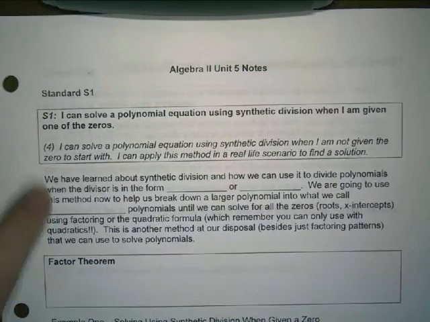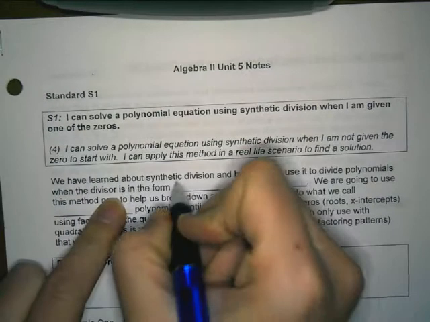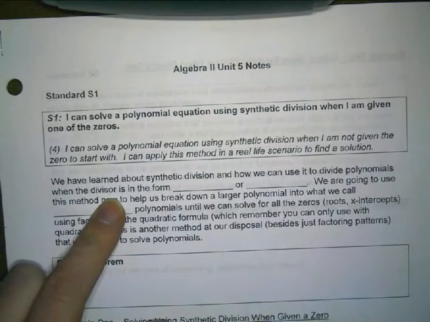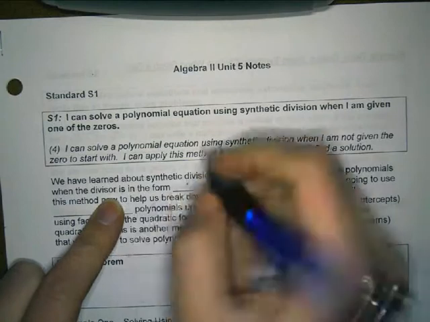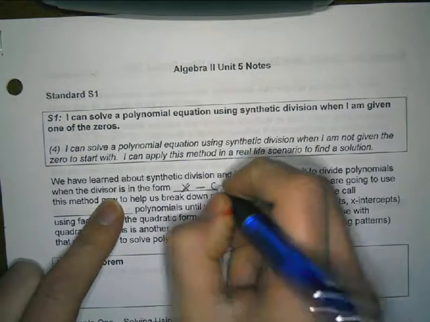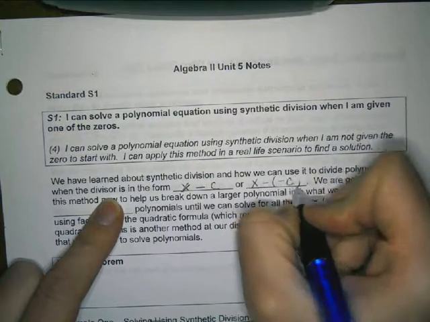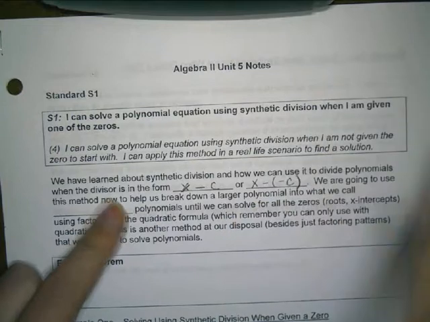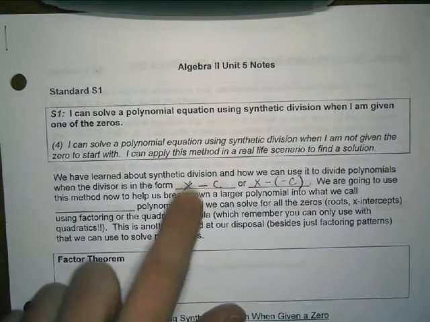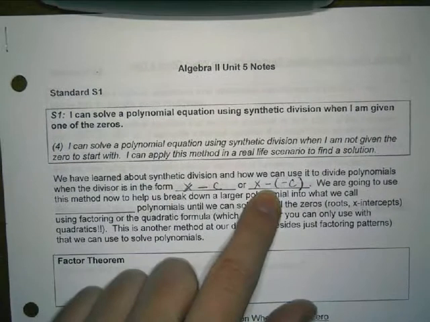All right, you learned about synthetic division and how we can use it to divide polynomials. We can use it to divide polynomials when the divisor is in the form x minus c, or sometimes it's written in this form, where we would really see it as x plus c.